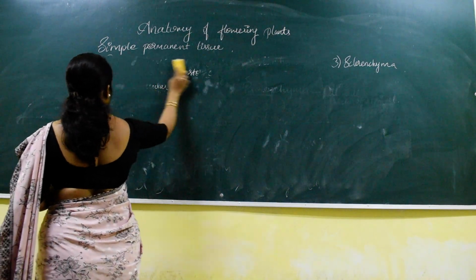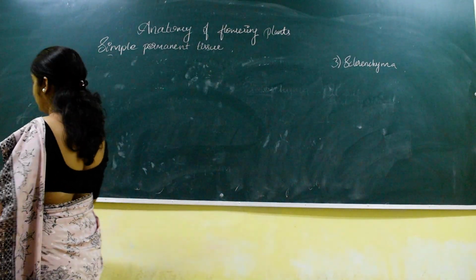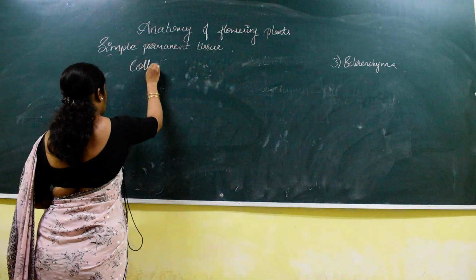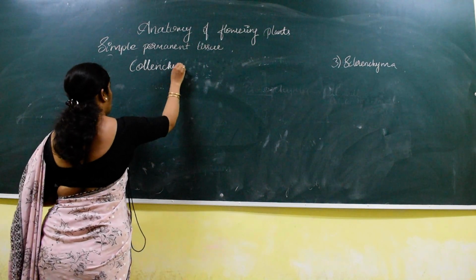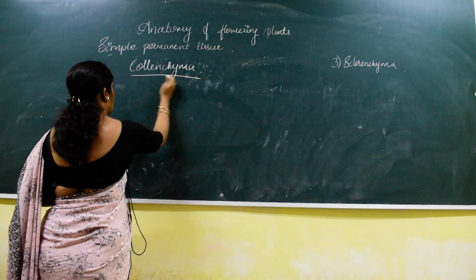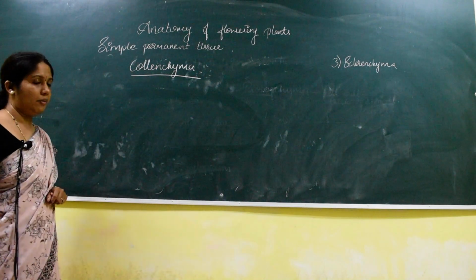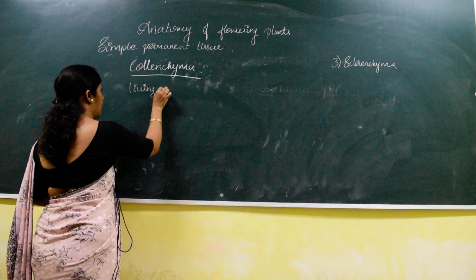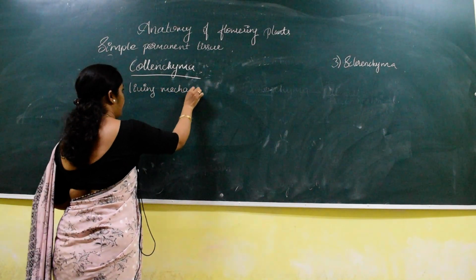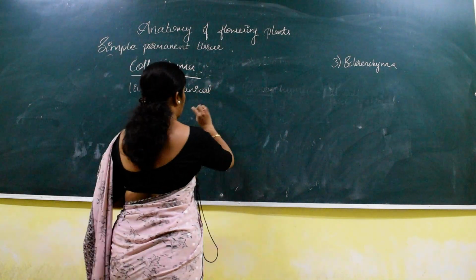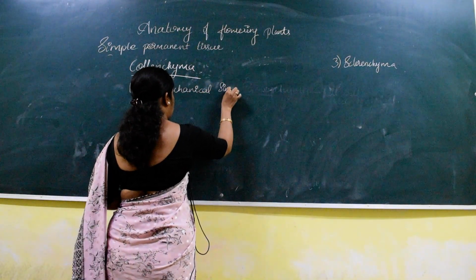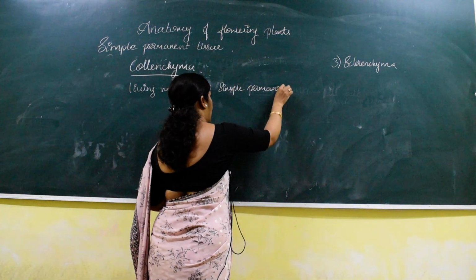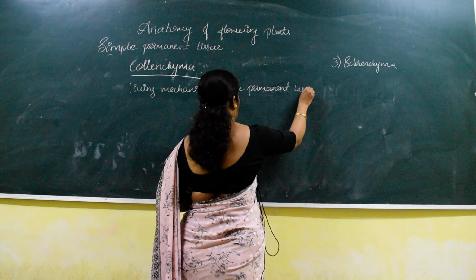Chloranchyma. The second type of simple permanent tissue is Chloranchyma. The Chloranchyma is called a living mechanical simple permanent tissue. Wherever you come across the simple permanent tissue, you have to remember the 3 words.